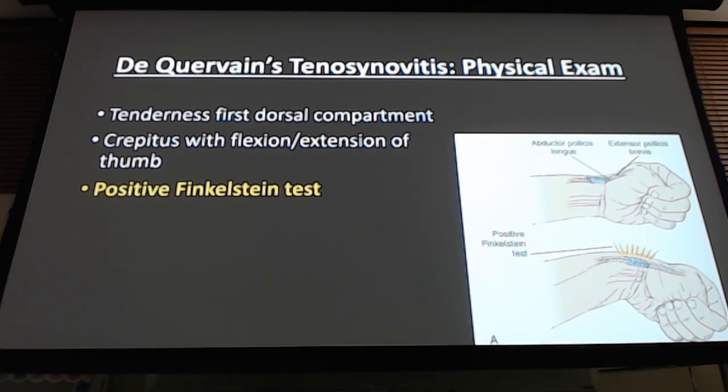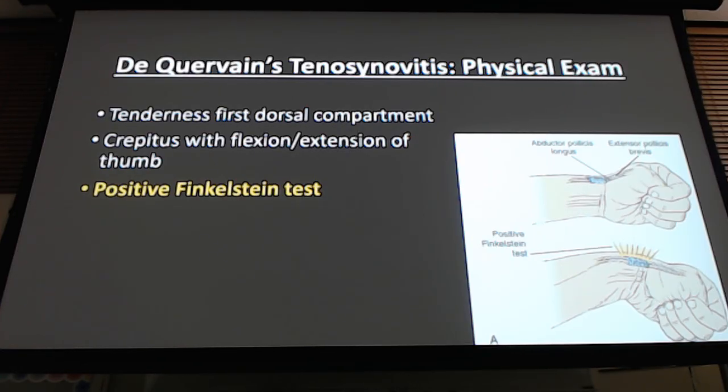Okay, what's the special test for this? Finkelstein. Okay, I love that word. Finkelstein test. So you have the patient put their elbow to their side, 90 degrees of elbow flexion. You tell the patient to open their hand, put their thumb into the palm of their hand, grasp their thumb, close it. Then you have them ulnarly deviate.